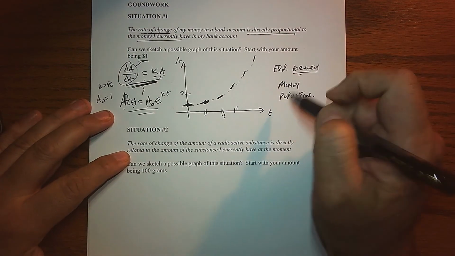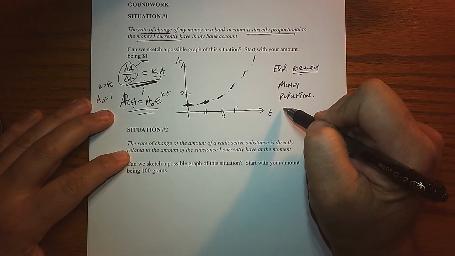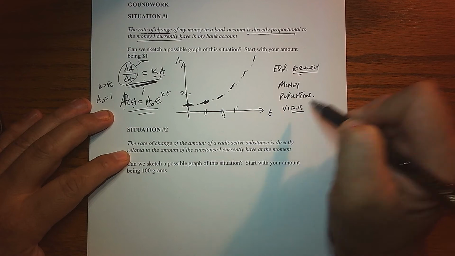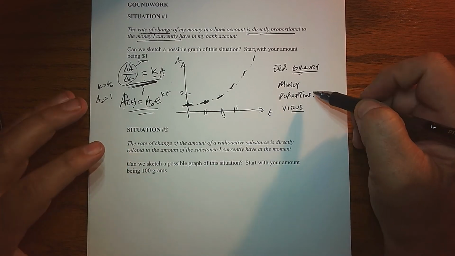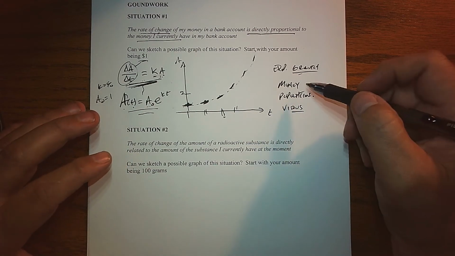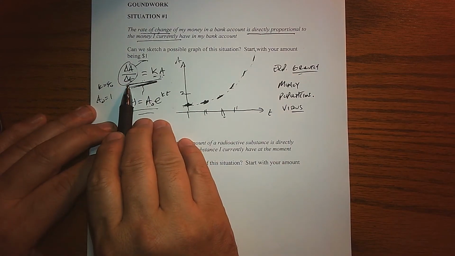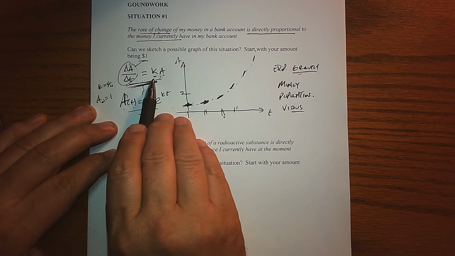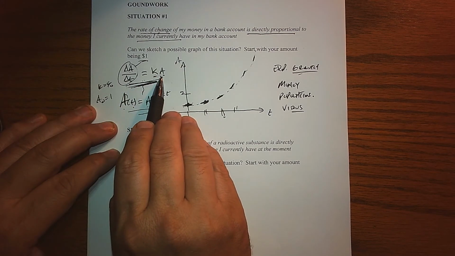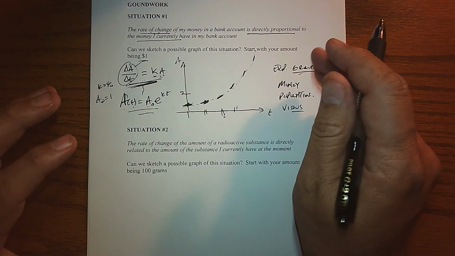In today's world with COVID, it turns out that viruses and the spread of diseases also behave somewhat exponentially, because the rate of growth of the virus is directly proportional to how many people have the virus. So if more people are infected, that's going to happen.